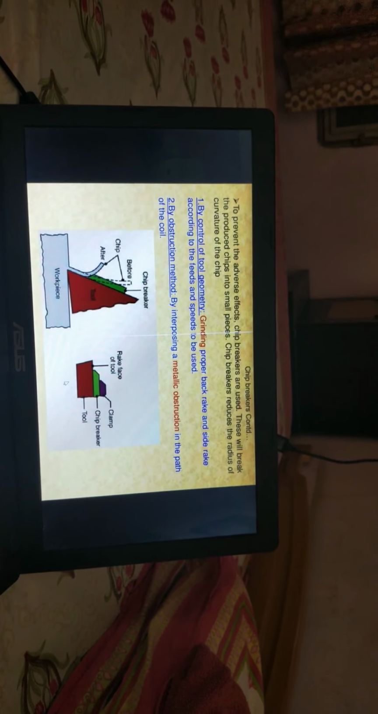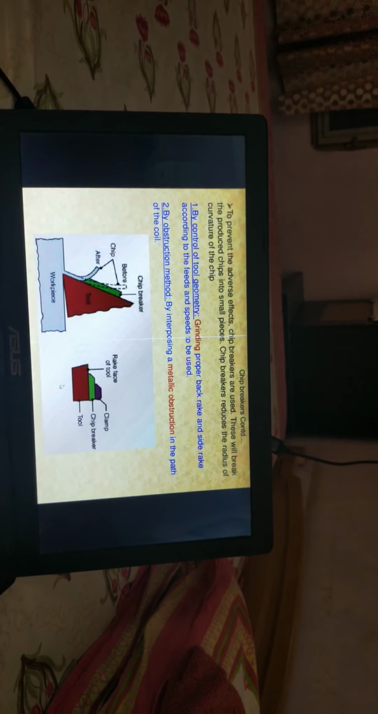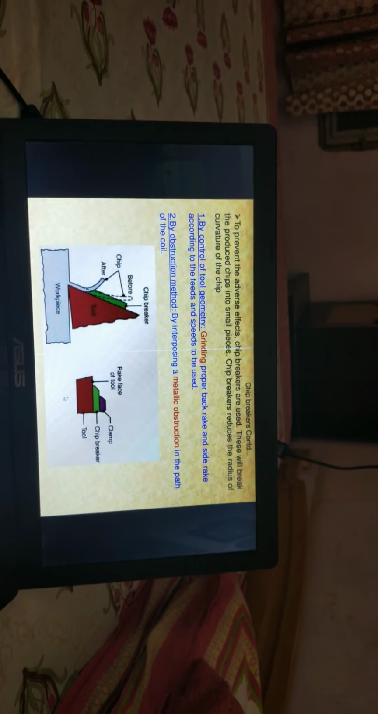To prevent the adverse effects, chip breakers are used. These will break the produced chip into small pieces. Chip breakers reduce the radius of curvature of the chip by control of tool geometry, grinding proper back rake and side rake according to the feeds and speeds. The second one is the obstruction method, that is, interposing a metallic obstruction in the path of the coil.